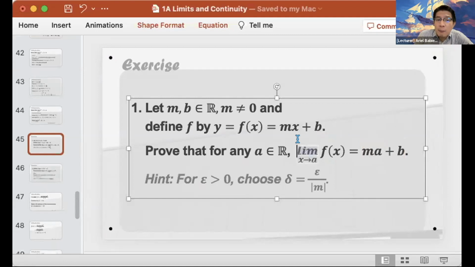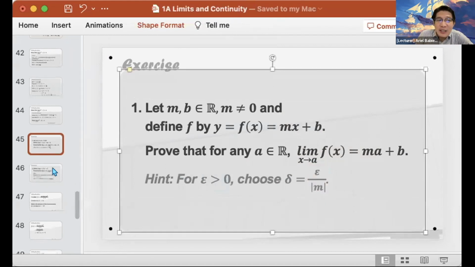But then if you want to prove that really the limit of mx plus b as x approaches a is ma plus b, you have to use the epsilon delta definition. Hindi ko gagawin yung proof para dito, but then let me tell you that for every epsilon, you just have to choose delta equal to epsilon over the absolute value of the slope m. M is the slope of the line. Look at this. For every epsilon, choose delta to be epsilon over the absolute value of the slope.